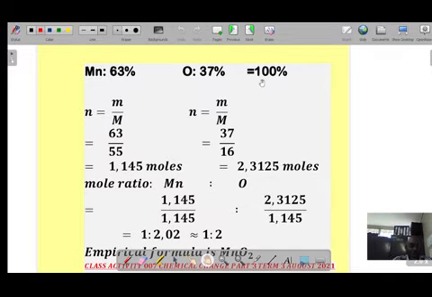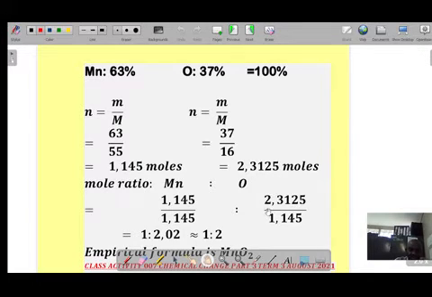Okay, so now for me to get my empirical formula, please note the steps. I get my moles first, given by mass over molar mass. That is for manganese and oxygen. So look at my mass given: 63 divided by 55, that's for the manganese. What about oxygen? I'm going to say 37 divided by 16, because oxygen is 16. So when I simplify here, I'm going to get 1.145 moles. What about here? 2.3125 moles.